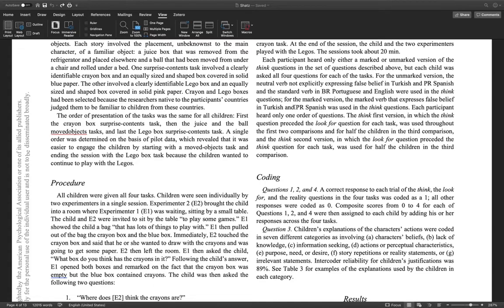Each participant heard only one order of questions, the think version first, in which the think question preceded the look for question for each task, was used throughout the first two comparisons, and for half the children in the third comparison. This is where I need a table to figure out exactly everything that's going on here. And I don't care about this experiment that much to get into these weeds. These are weeds right here.